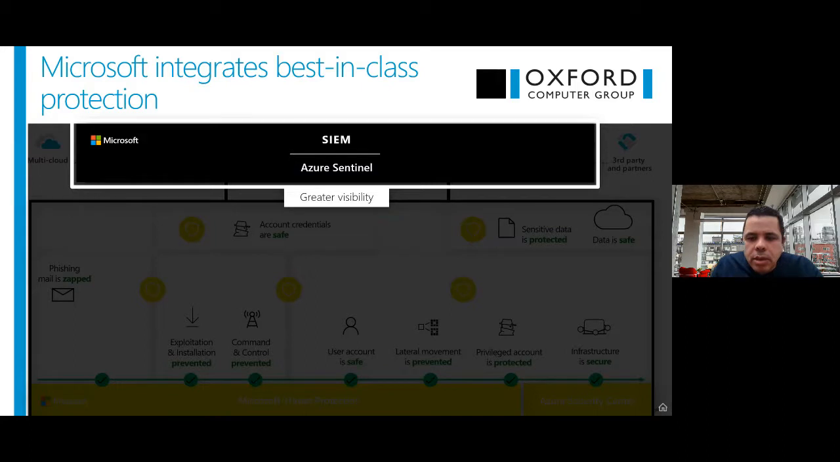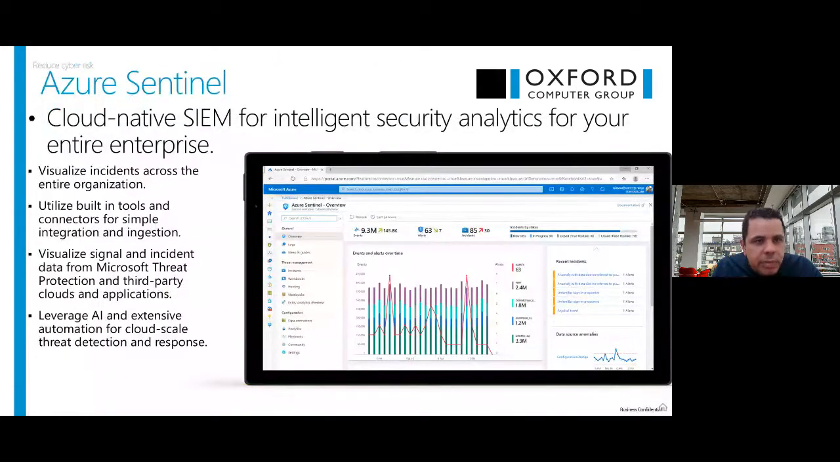So we're going to take a little deeper dive into the specific capabilities of Microsoft Security across the attack kill chain, starting with Azure Sentinel. So Sentinel, again, as mentioned, is a cloud-native SIEM for intelligent security analytics. Traditional SIEM solutions today have not been able to keep up with the digital changes in the marketplace.